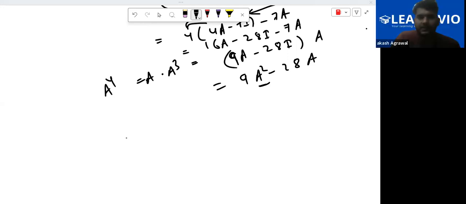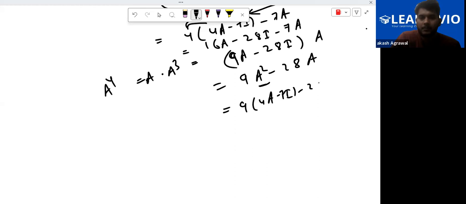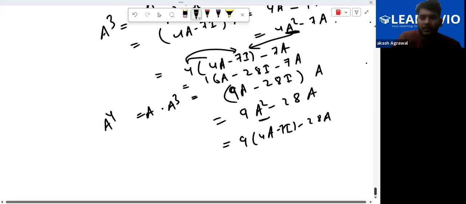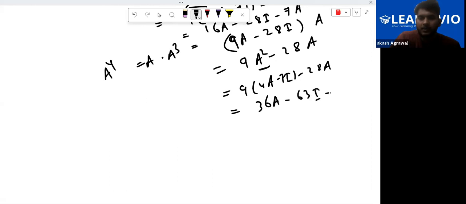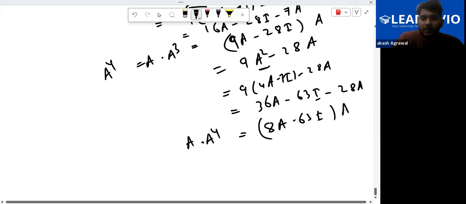Done, all of you. This is very easy. So a squared, again we can put, it is 4a minus 7i minus 28. Okay, 4a minus 7i minus 28a. So this is 36a minus 63i minus 28a. So we have 8a minus 63i. This is a to the power 4. Okay, a to the power 5 we have to find, then we'll multiply this again with a.